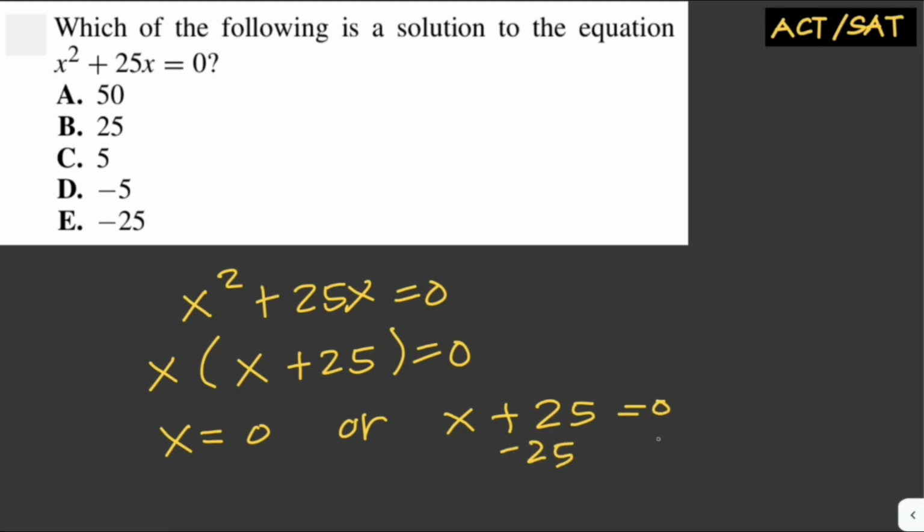Then we subtract 25 from both sides. Therefore, x here is equal to negative 25. So the solution could either be 0 or negative 25. In our choices here, we don't have 0, but we have negative 25, so the answer is letter E.